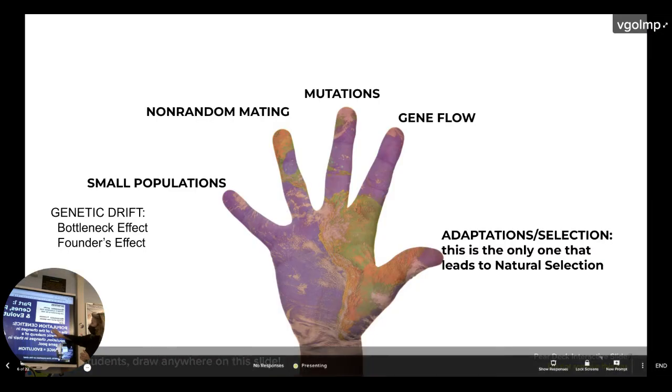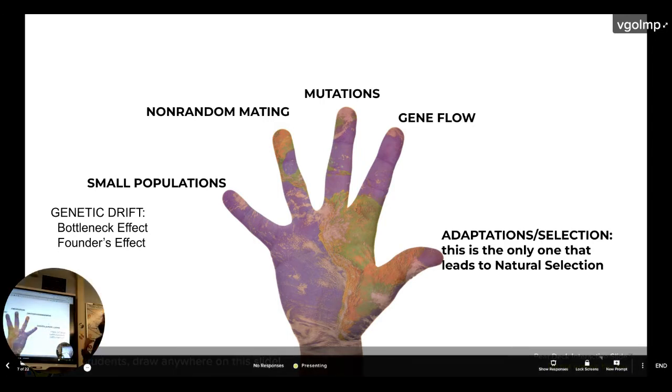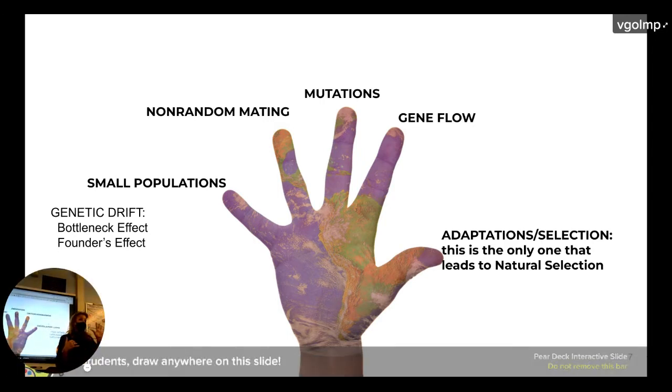All right. So let's see if we remember the 5 fingers of evolution. These 5 things can cause the allele frequencies to change, which means evolution is occurring. So if we don't want evolution to occur, we have to do the opposite of these 5, right? Does that make sense?